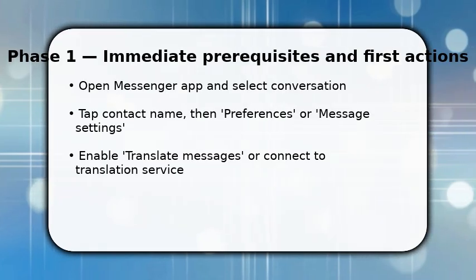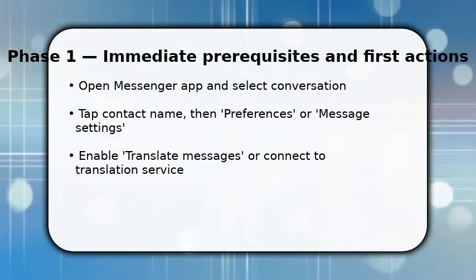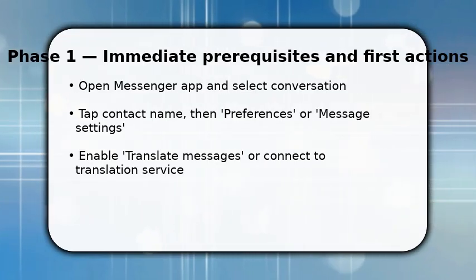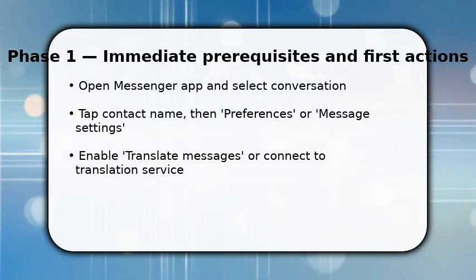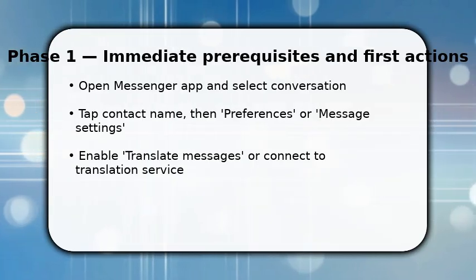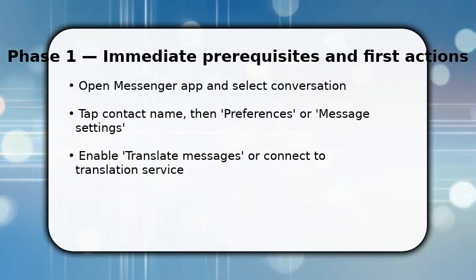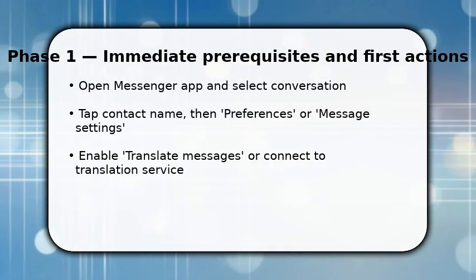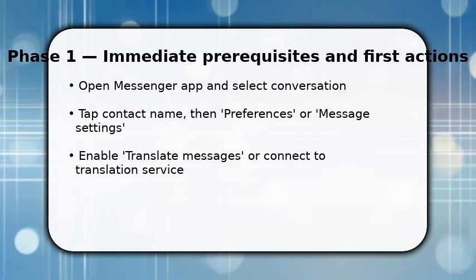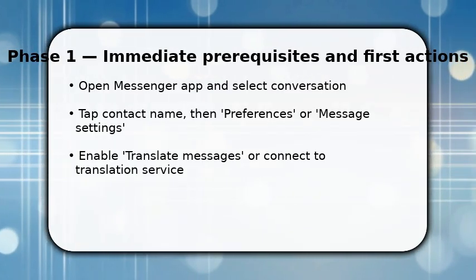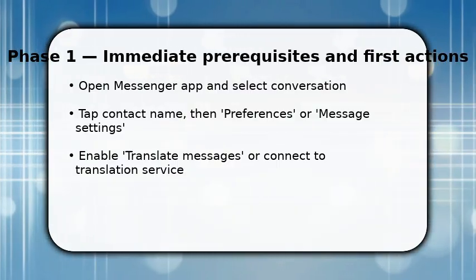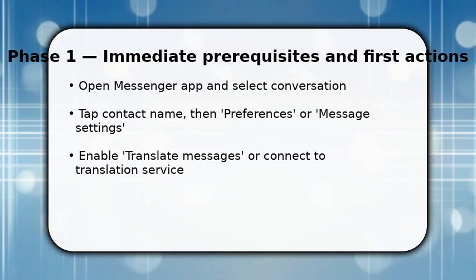Enjoy the video. You begin inside the chat, open the conversation, and tap the contact header to access settings. Choose Preferences, then locate the Translate or Language option and enable it now. Once done, pick your preferred language for incoming and outgoing messages and make sure automatic detection is on for mixed languages. You do this because automatic translation saves time and prevents manual copying. It runs in the background, so you can continue chatting without interrupting the flow.